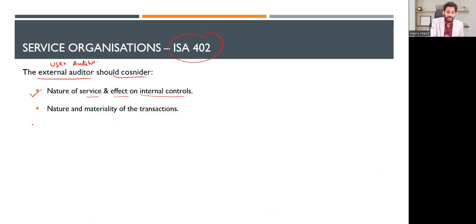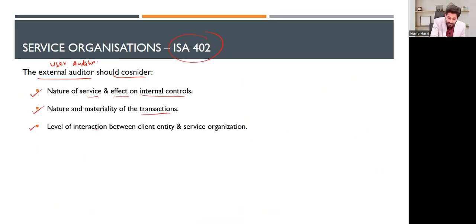The nature and materiality of the transactions, and the level of interaction between the client entity, your user entity, and the service organization. You should consider how your client and the service organization interact. That is, what is the reporting time period, what is the document delivery time period, and what is the frequency of interaction between the client and the service organization.